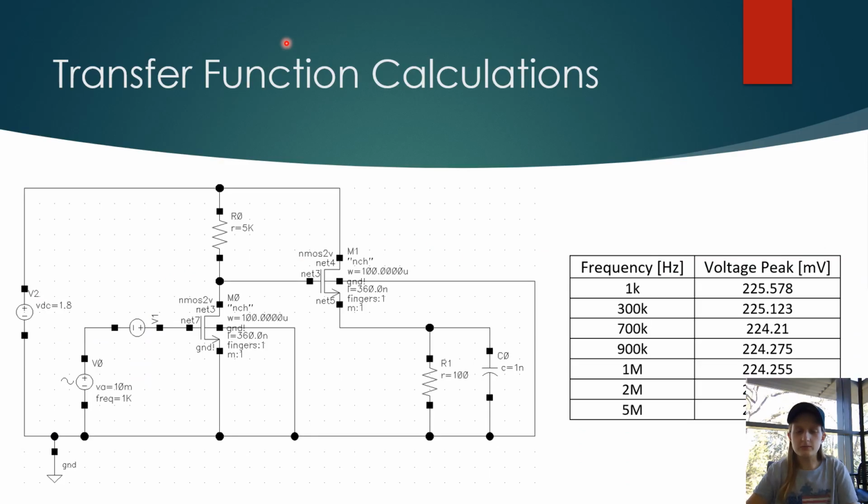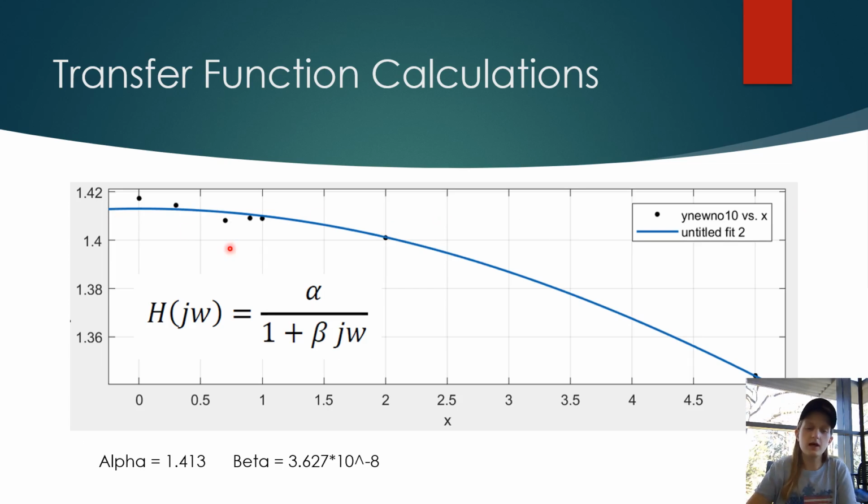I began evaluating the problem in Cadence where I built this circuit and then swept it through the frequencies of 1K to 5 megahertz and found the peak output voltages here. From this, I was able to plot them and then have a curve fitting operation to the transfer function alpha over 1 plus beta j omega. And then I got that alpha was 1.413 and beta was 3.627 times 10 to the negative 8th power.